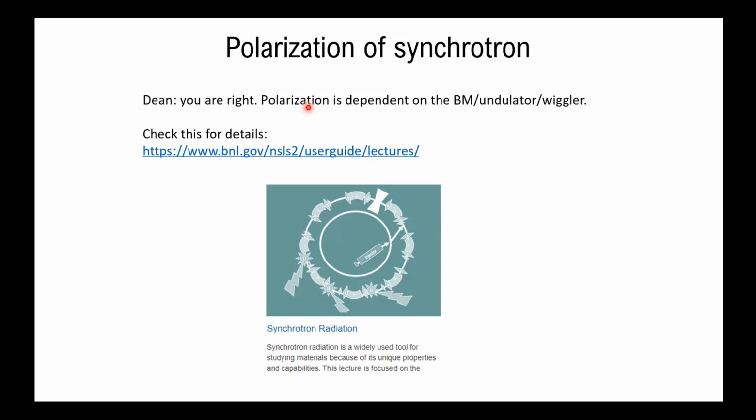How the beam is polarized really depends on the device or beamline used. It is bending magnet, or undulator, or wiggler. So different devices will give rise to different detailed polarization, right? But coming back to the point we're interested in, we can understand that synchrotron X-ray will give rise to highly polarized X-ray.